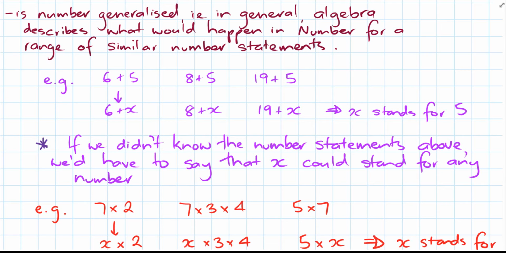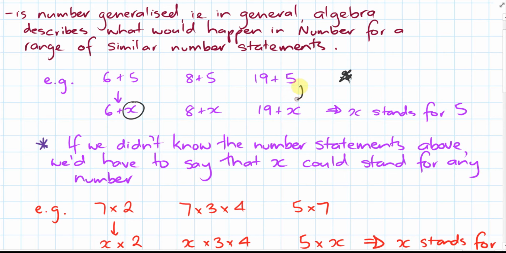So say we didn't know what the numbers were. So if we look at this first example here, addition, very easy, we can do that quite simply. 6 plus 5, 8 plus 5, 19 plus 5. Say we didn't know that we were adding 5 to a different range of numbers. So what I've done is I've changed that 5 into an x. So I've rewritten the statements 6 plus x, 8 plus x, 19 plus x.